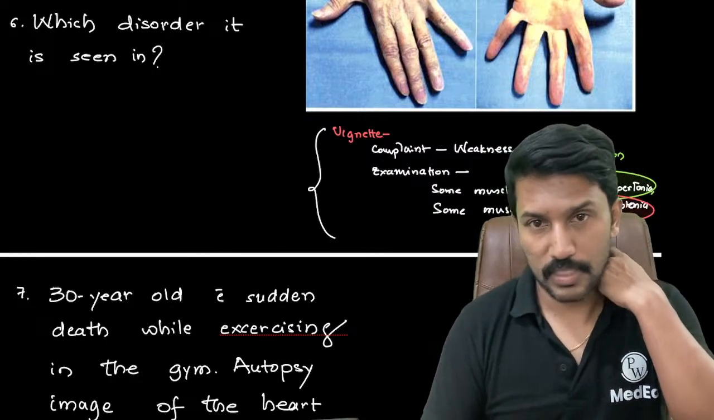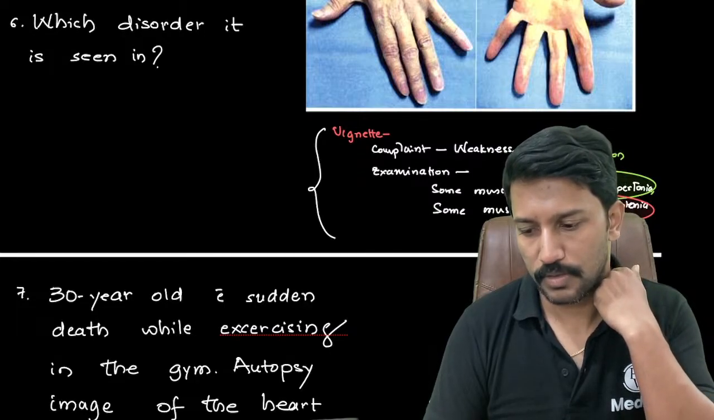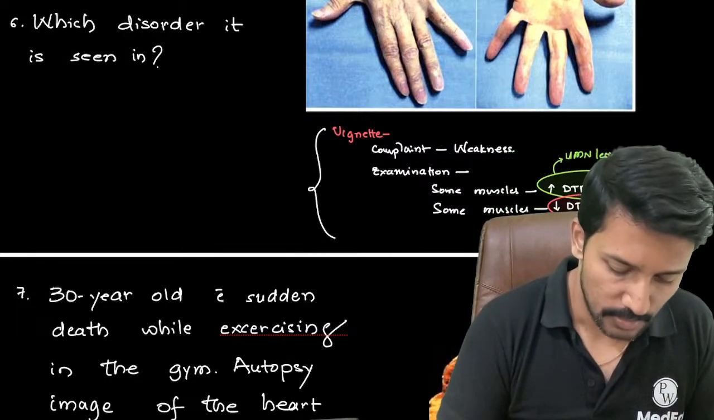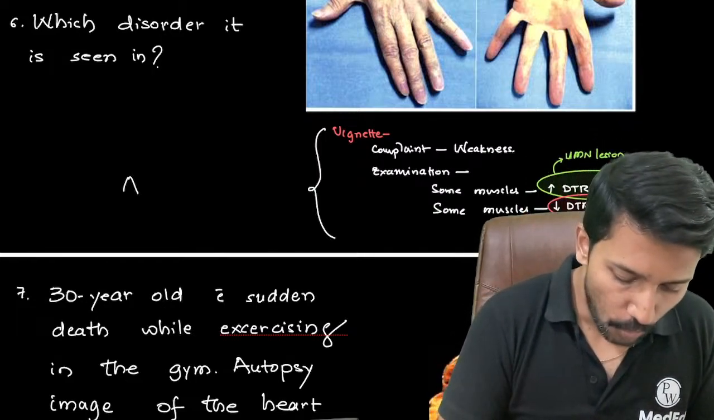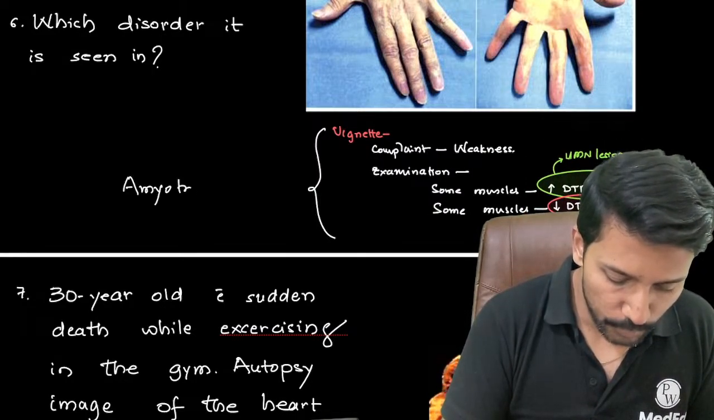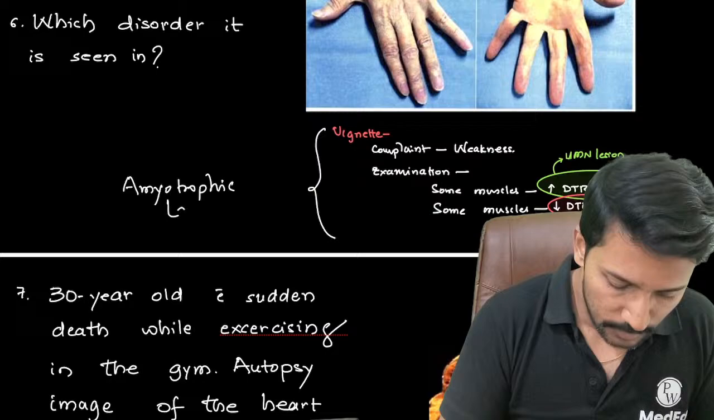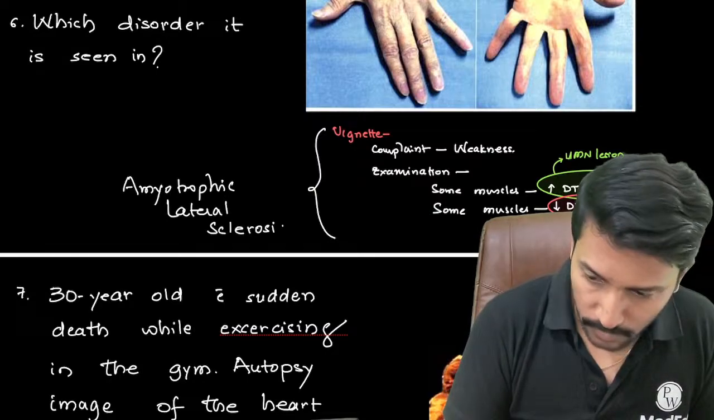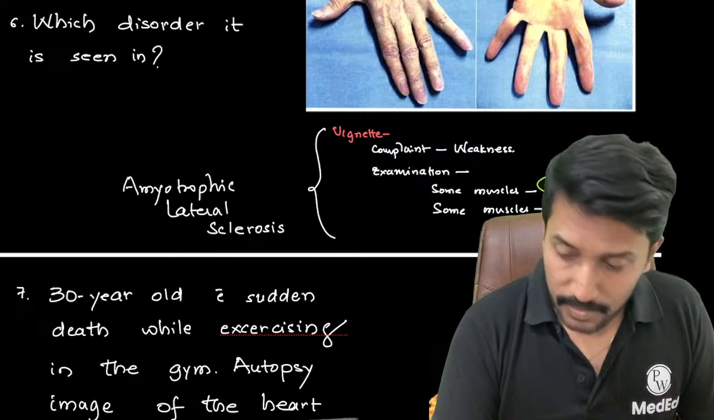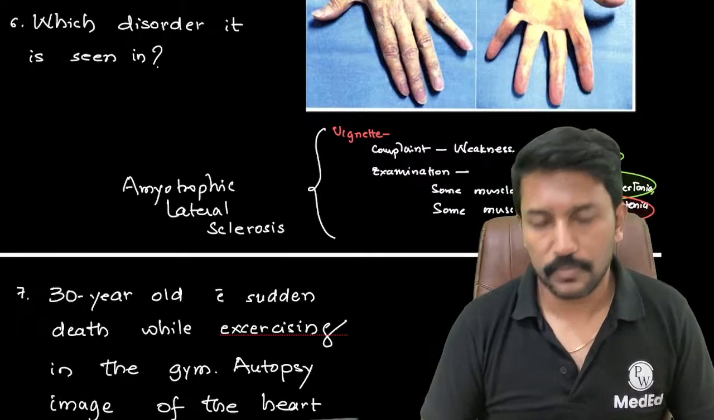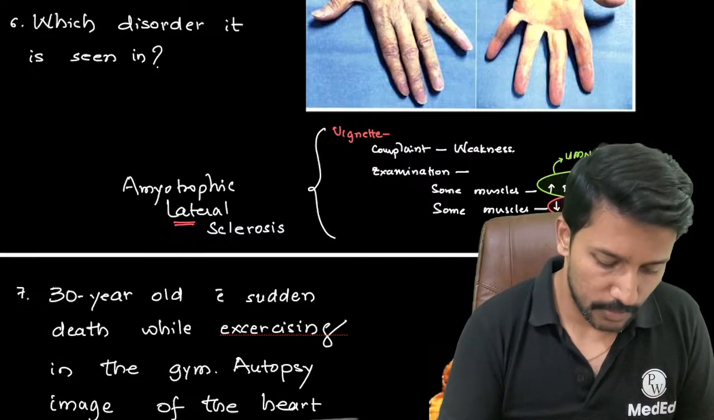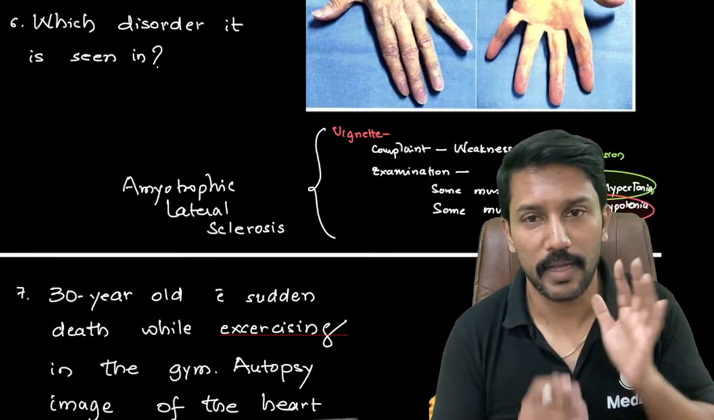Not multiple sclerosis. Stephen Hawking was not suffering from multiple sclerosis. Yes, it is called ALS, amyotrophic lateral sclerosis. See, in the name only, lot of information is there. Name is amyotrophic lateral sclerosis. Okay. So when you say lateral, what lateral are we referring to?